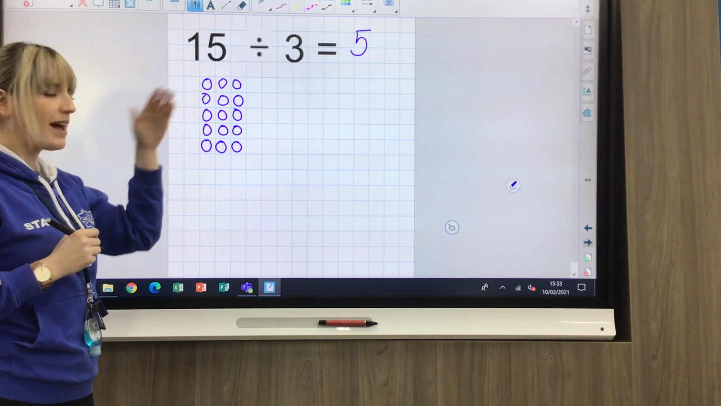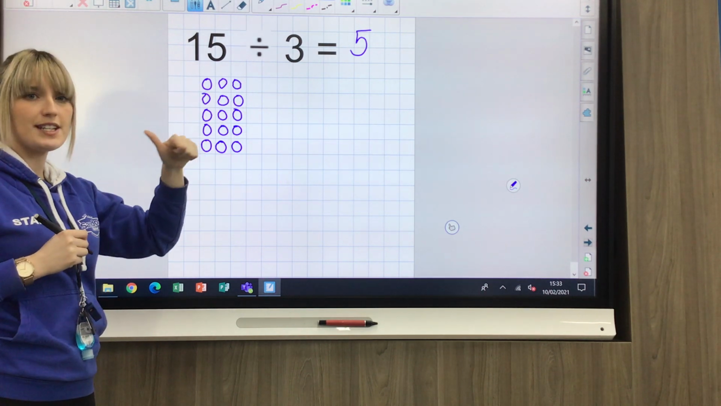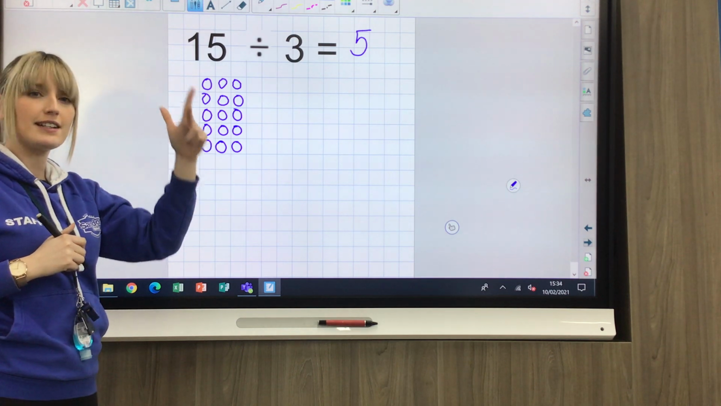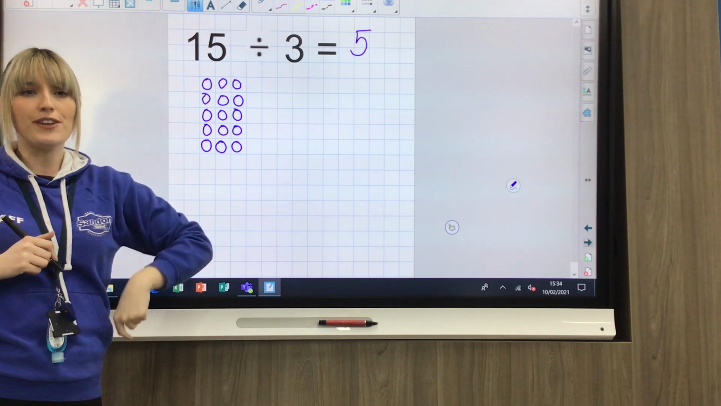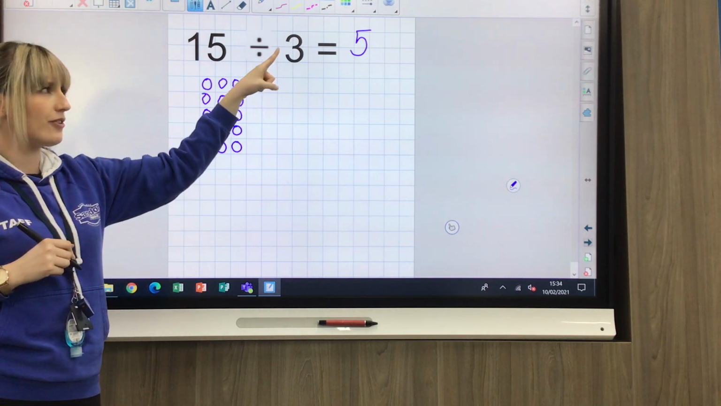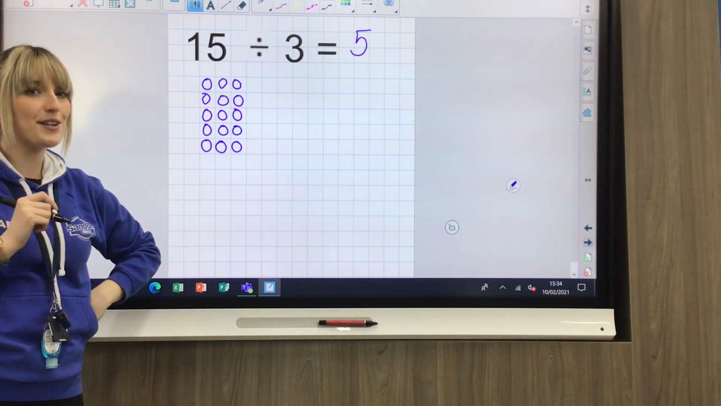So if we were doing that mentally in our heads, we're finding out how many 3's fit into 15. So 3, 6, 9, 12, 15. We know it's 5. But if you didn't know how to solve this in your head, you're a bit unsure about your 3 times tables, I know lots of you would do this.